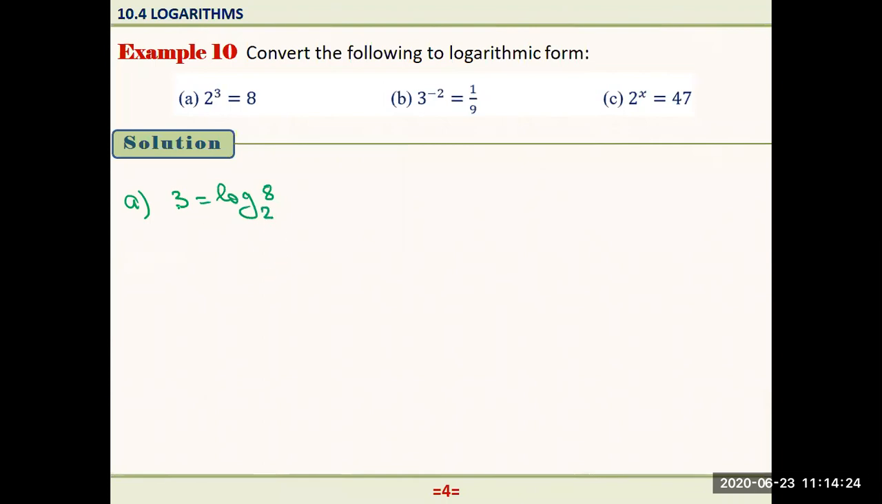That means that 2 cubed is equal to 8, right? How about b? Here we have negative 2 is equal to logarithm of 1 over 9 to the base, what is the base here? 3, right? That means that 3 to the power negative 2 is equal to 1 over 9. So here our exponent is negative 2. C, how about this one? That x is equal to logarithm of 47 to the base 2. That means that 2 to the power x is equal to 47.